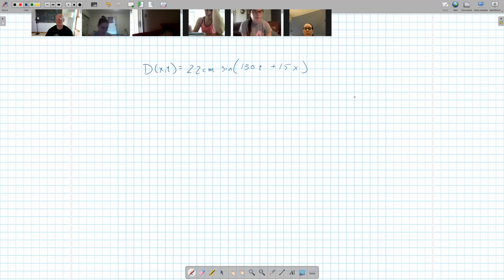Left. Left. Good. This is a left moving wave. And again, it's left moving because this is a positive sign. So from here, we can simply read off all of our parts.